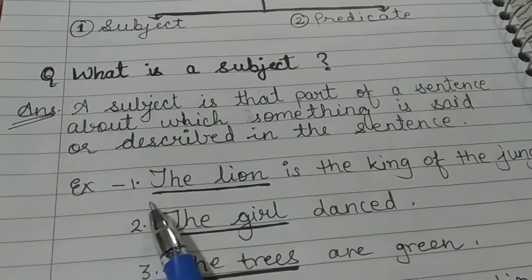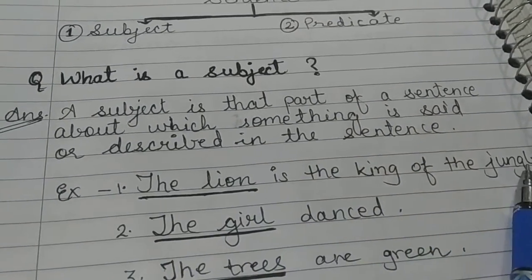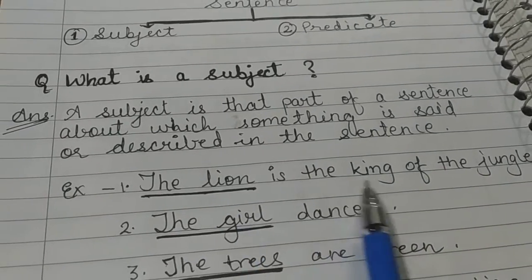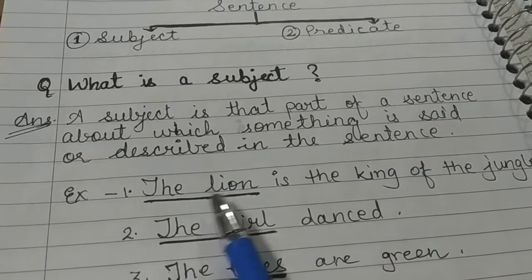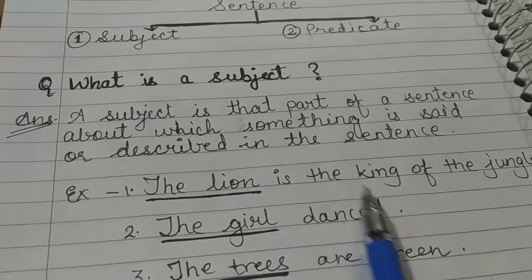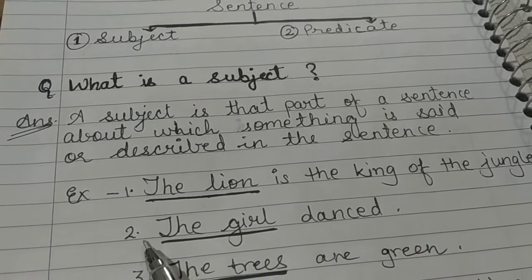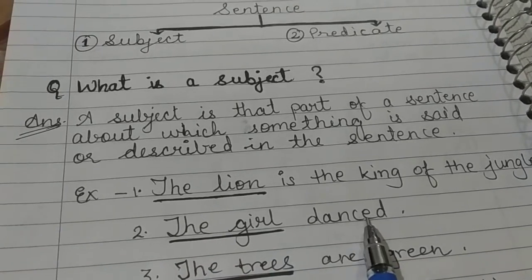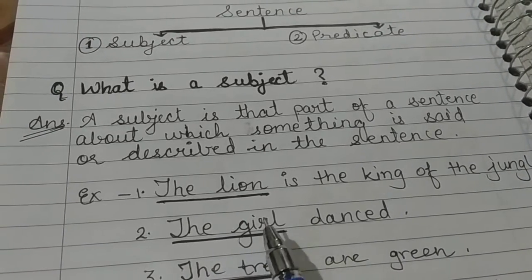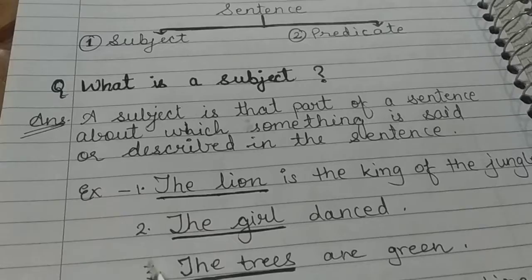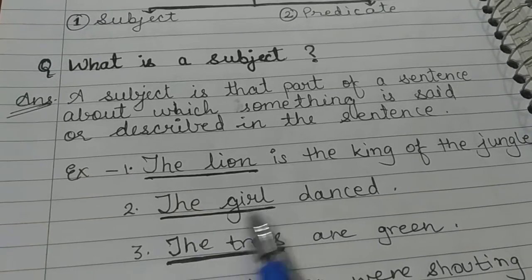Now for example, the lion is the king of the jungle. So what is the noun here? The lion. So we are talking about the lion, that lion is the king of the jungle. So the lion is your subject. Another example is the girl danced. Here we are talking about girl. Who danced? Girl. So the girl is your subject.